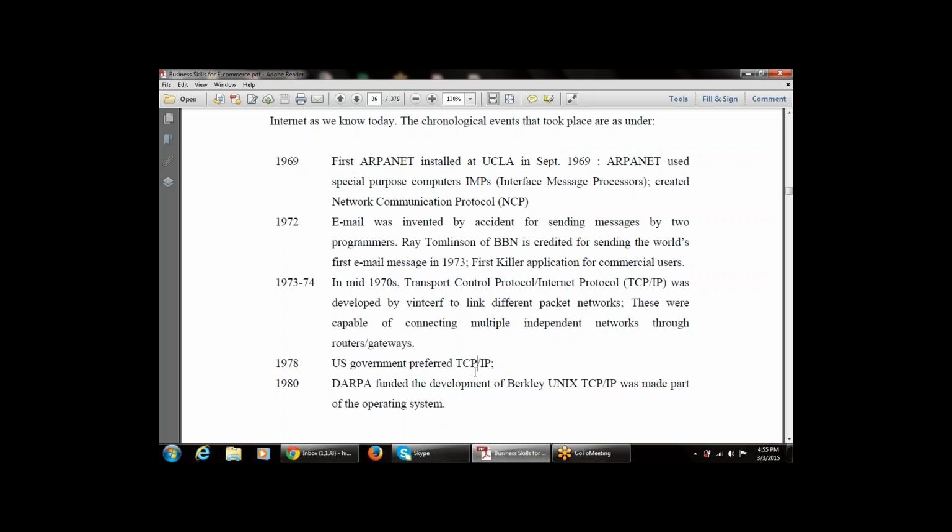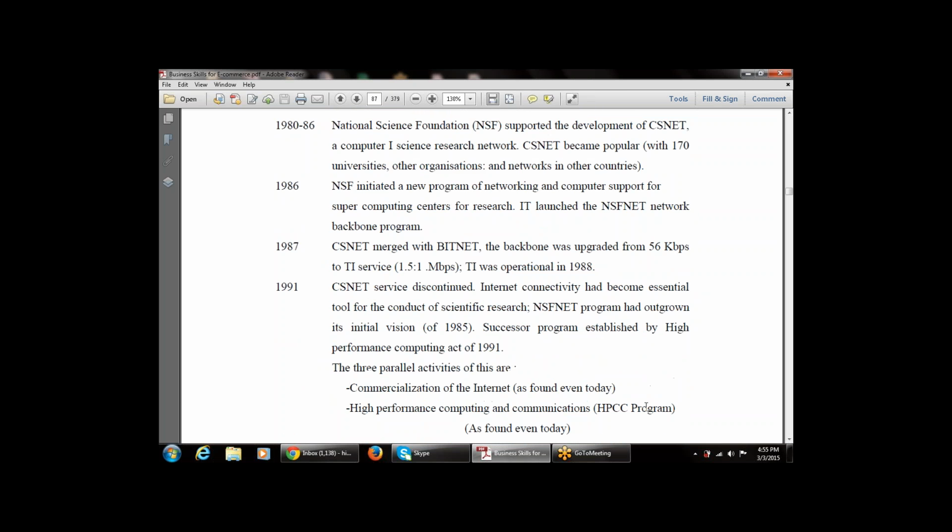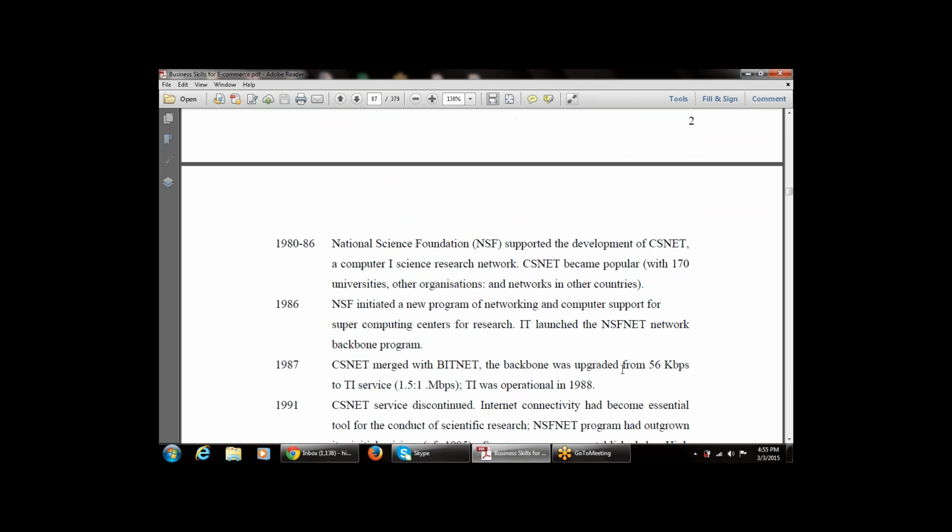TCP/IP was made part of the operating system. That is, DARPA funded nothing but the extended version of TCP/IP, that is the Berkeley Unix TCP/IP. That is also a part of the operating system. Then in 1982-86, the NSF also supports the development of CSNet. So this is the history of the internet, that is how the internet arrives, or what type of protocols are used.